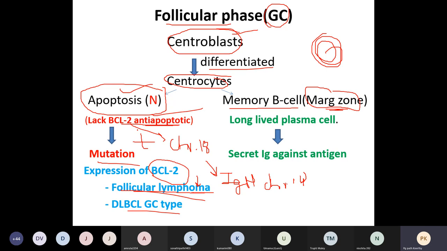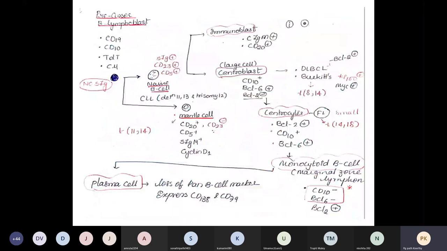CMYC, I forgot the chromosome number. I think it is 8. CMYC is present on chromosome number 8. 14 is constant for everyone. 14 will always be the same because the heavy chain locus of immunoglobulin is the same for all the lymphomas. There is no doubt. So in Burkitt, CMYC is present on chromosome number 8.